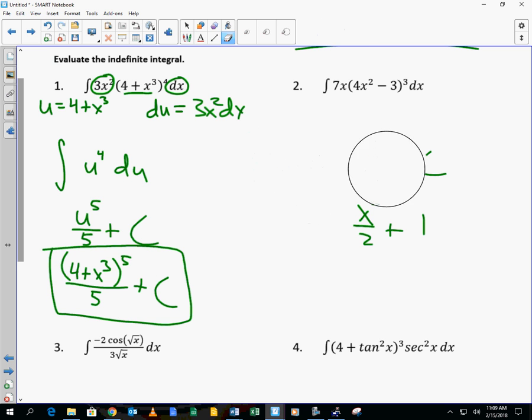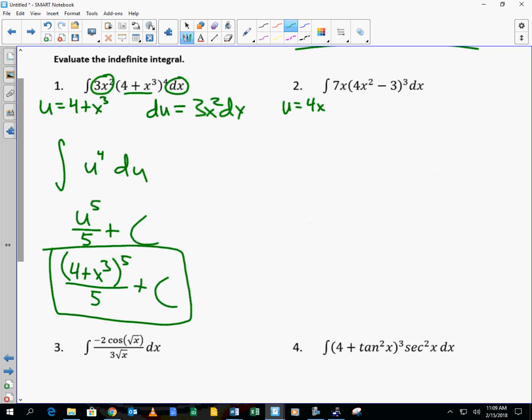Here we go. Let's do number 2. A little bit more challenging. What is u? What is du? Did anybody say 7x in their heads? Be honest. You don't just look at what's sitting there. You actually take the derivative of this. What's the derivative of 4x squared? 8x dx. I don't see an 8x there, though. I see a 7x.